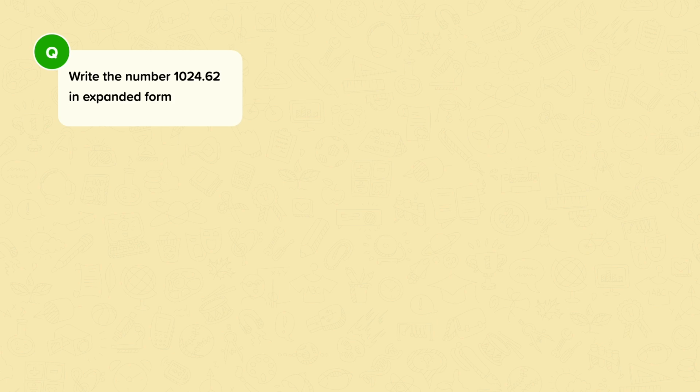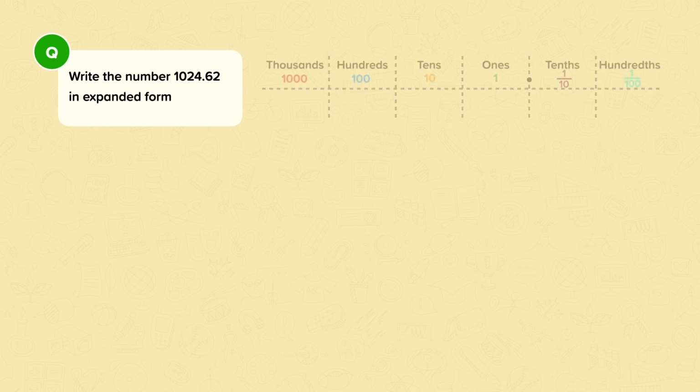Let's try this question together before you have a go at answering one. We are asked to write the number 1024.62 in expanded form. So let's put the digits in a place value table to help, and that would look like this. We know to make the calculations needed for the expanded form, we would take the digit of each column and multiply it by the value for that column.